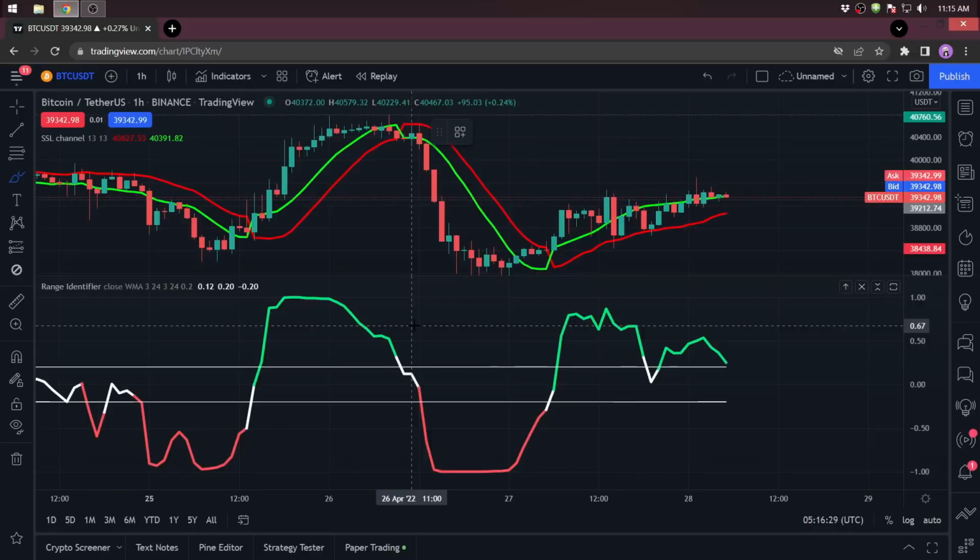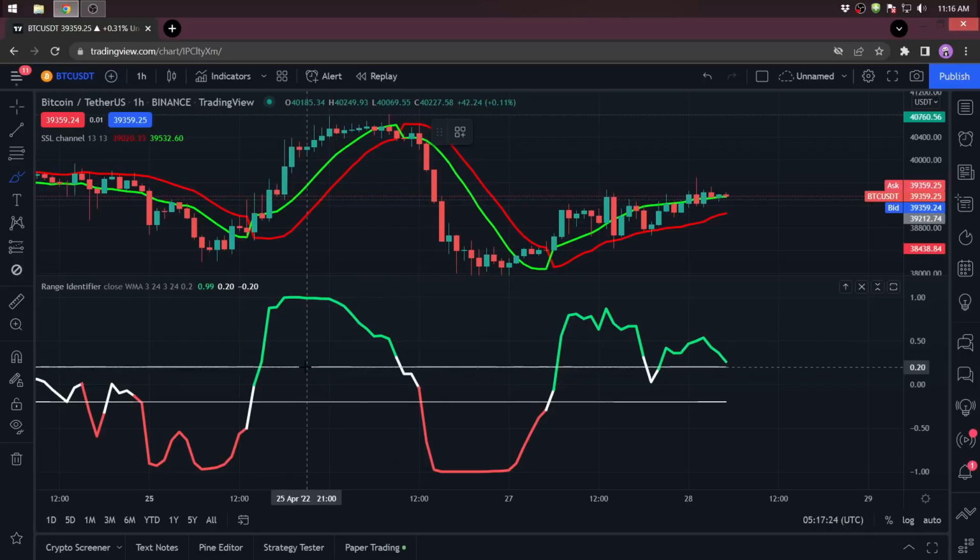So now let's look at the second indicator, range identifier. I actually installed the range identifier only to get rid of the ranging market. It works very well and perfectly. So you can see the range identifier indicator has three parts.